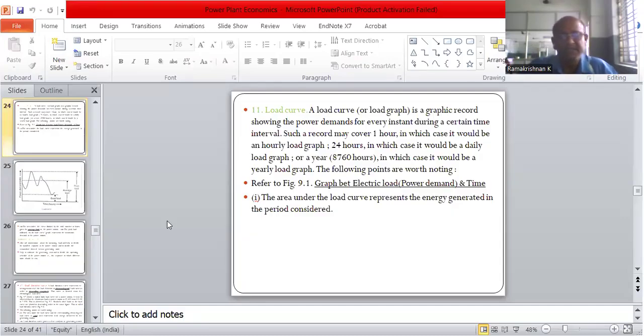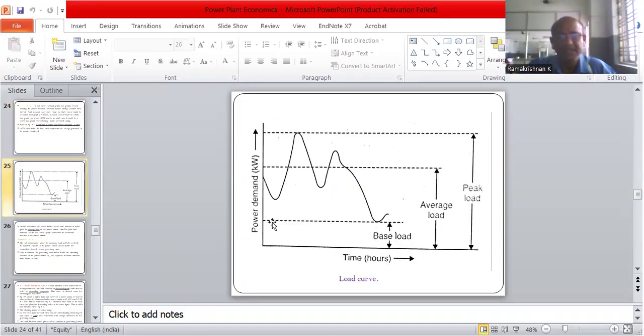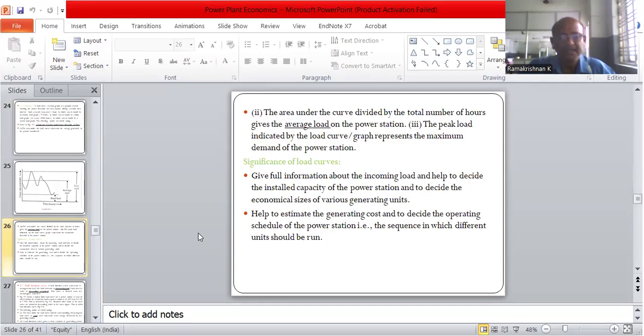Here is some information that can be drawn from the load curve. The area under the curve represents the total energy generated over the given period of time. Next, the area under the curve divided by the total number of hours gives the average load of the particular power plant. Thirdly, we can easily identify the peak load of the plant.